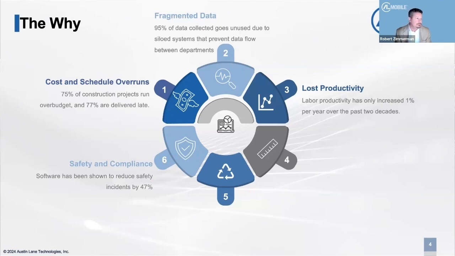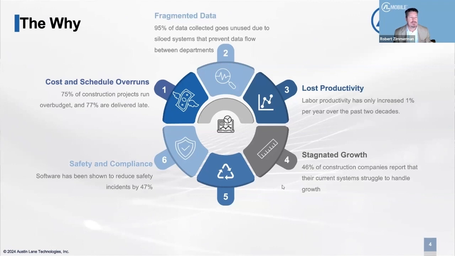Safety and compliance. Software has been shown to reduce safety incidents by 47%. This is a good thing across the board. It doesn't matter what it is. The safer you can work, the more productive you can work. So software will reduce by 47%.